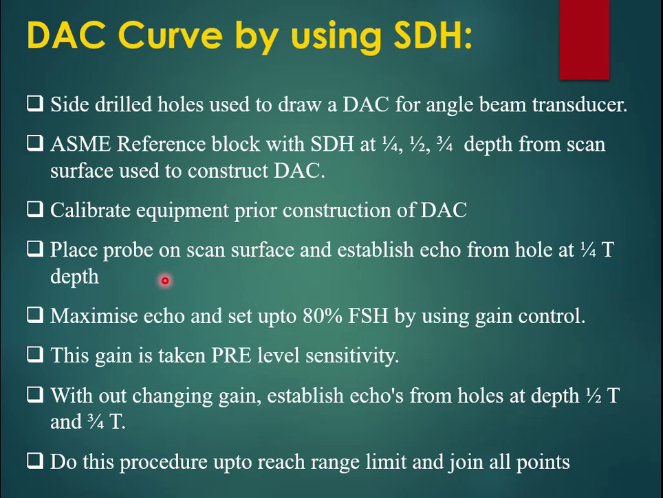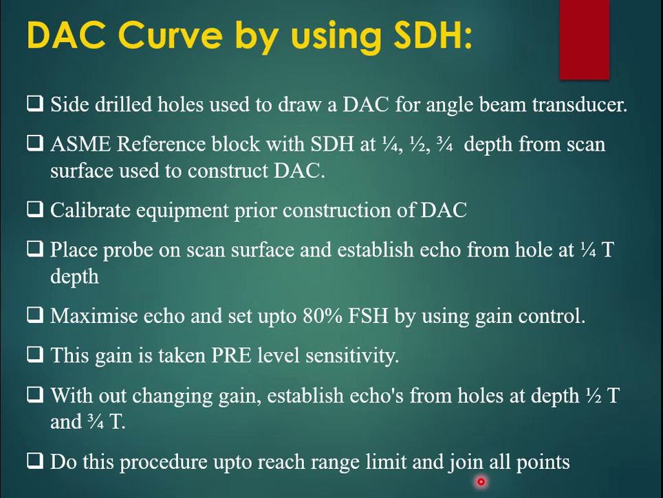So first catch the first hole by setting the echo height to 80% of full screen height. While catching the remaining holes, you should not change the gain. You have to catch the remaining holes and join all the points, so that you can get the distance amplitude correction curve. Do this procedure up to the range limit and join all the points.